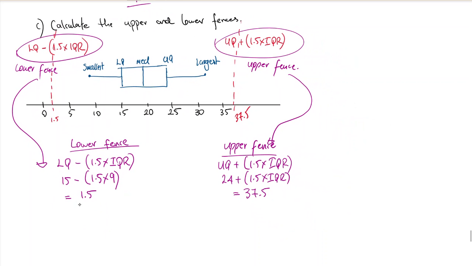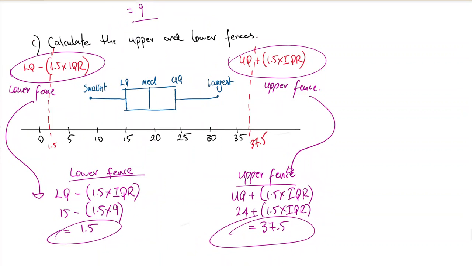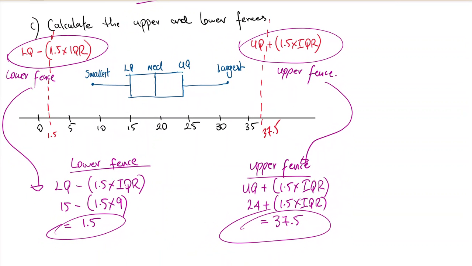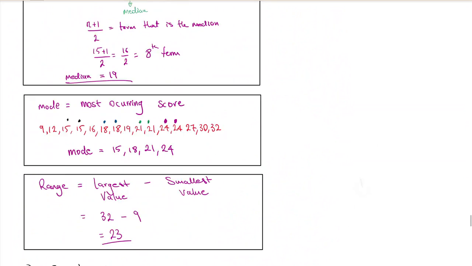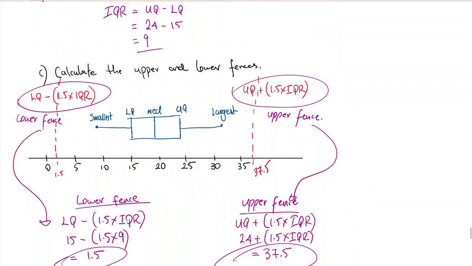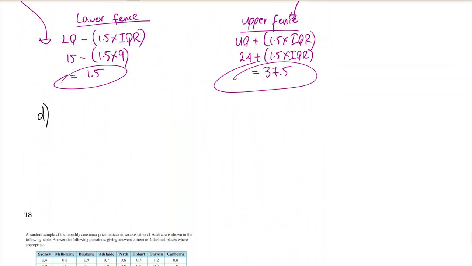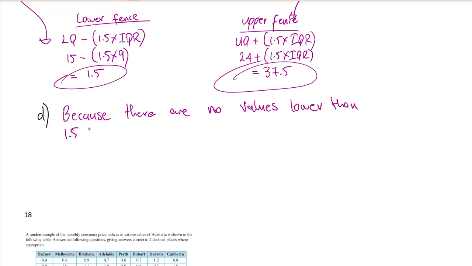And so I have no values in my box plot or in my data set itself that are smaller than 1.5. My smallest number is 9. So there are no outliers, and on the upper fence, my largest number is 32, and so because there are no values in my data set that are larger than 37.5, there are no outliers present. So part B says identify the outliers, if any. So we will just say no outliers. Because there are no values lower than 1.5, I'll put in brackets the lower fence.